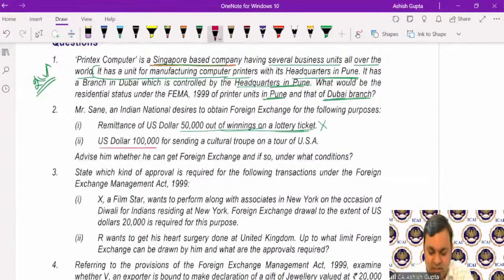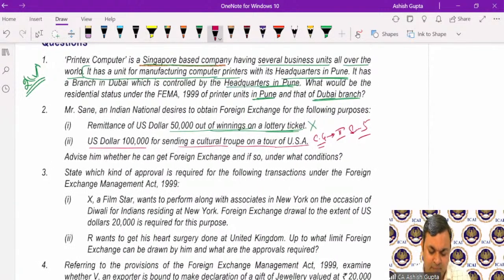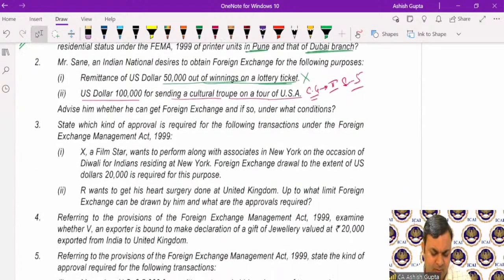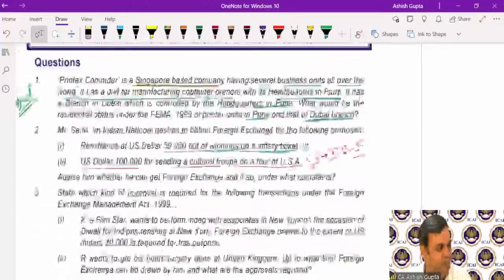US dollar 1 lakh for sending a cultural group on a tour to the USA. You need to take the approval of the central government. The second schedule talks about current account transactions, section 5. So that is permissible. Okay, question third.